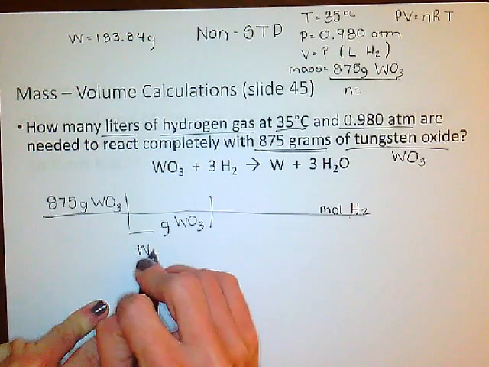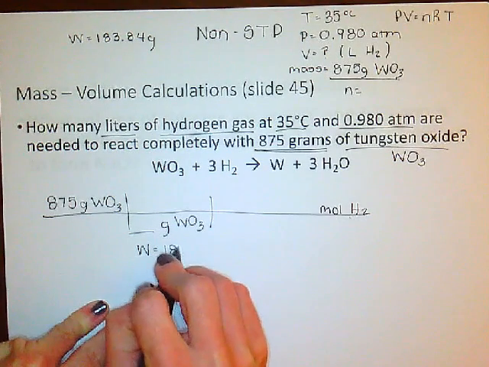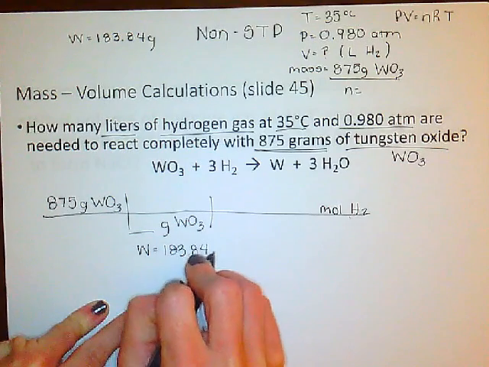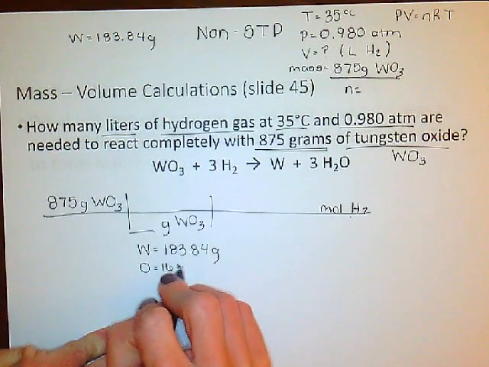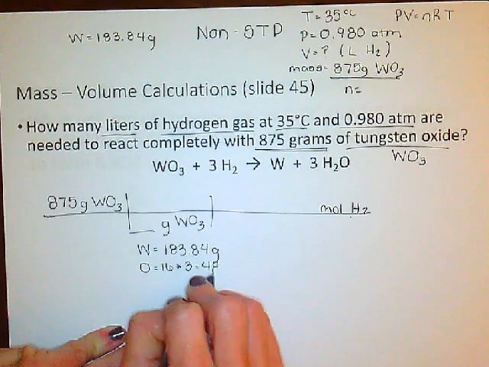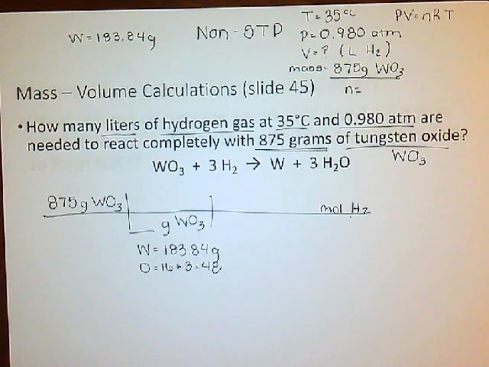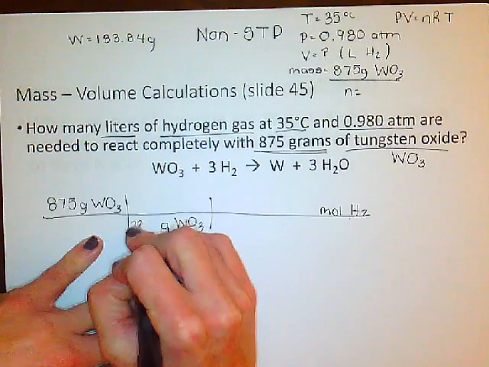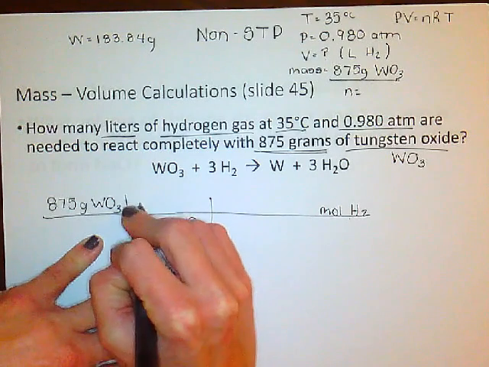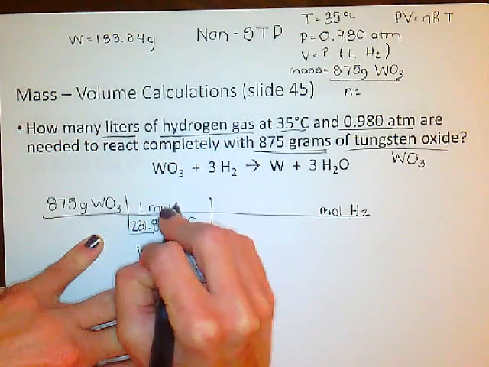Here's where that molar mass is going to come in. Tungsten weighs 183.84 grams. And then, of course, we've got oxygen, who weighs 16 times 3, which would give us 48 total. I'm going to put that in the calculator because I don't trust myself. Getting 231.8 grams. And again, think about what that represents.